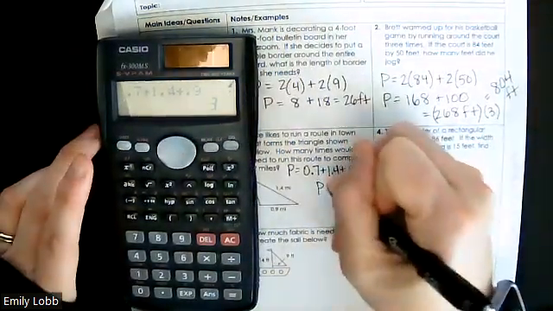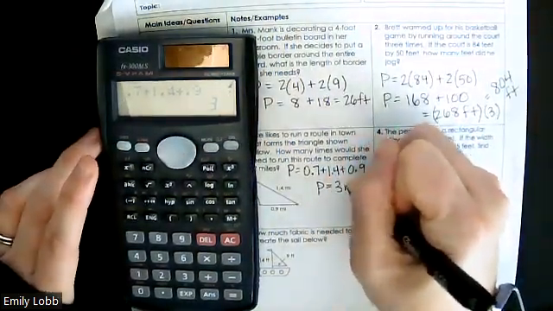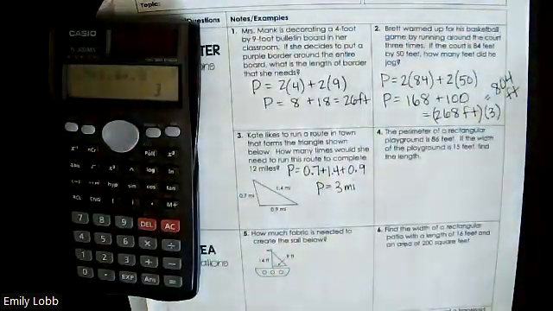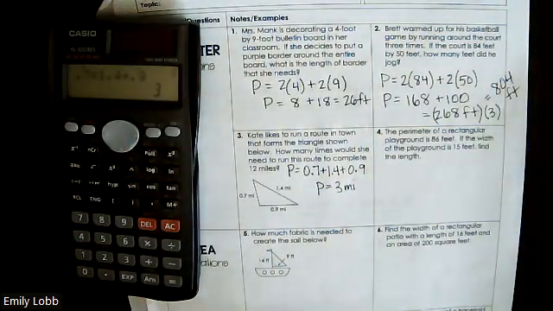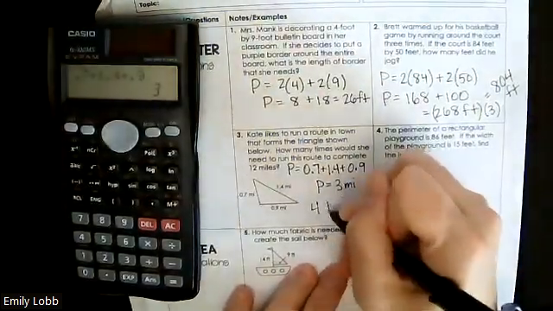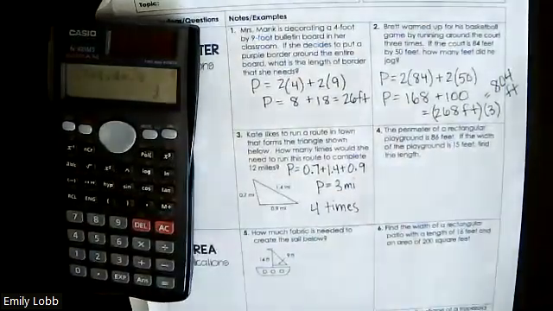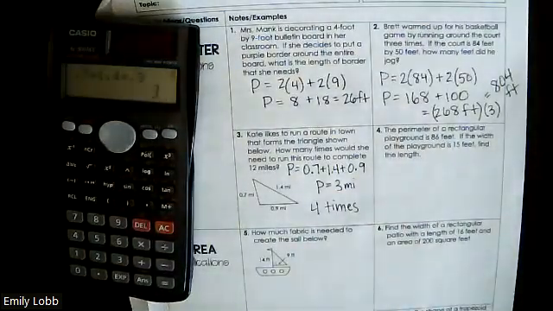So here the perimeter is 3 miles. So how many times would she need to run it to make 12? 4 times. So even though we had to find the perimeter to solve this one, we had to actually answer the question, right?